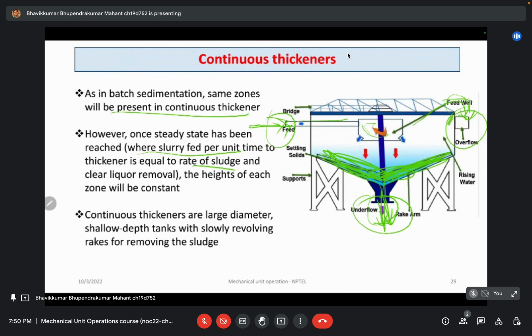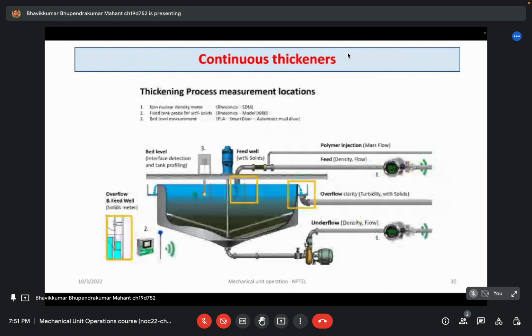For steady state operation, we need to make sure the flow rates balance. Sorry, I made a mistake. Whatever amount of fluid is coming out as overflow and underflow, if we add both flows, it will be equal to the feed flow rate. Continuous thickeners are large diameter, shallow depth tanks with slowly revolving rakes for removing the sludge.